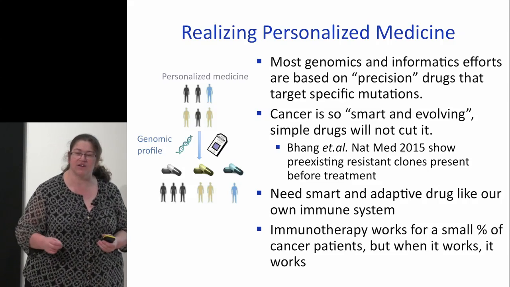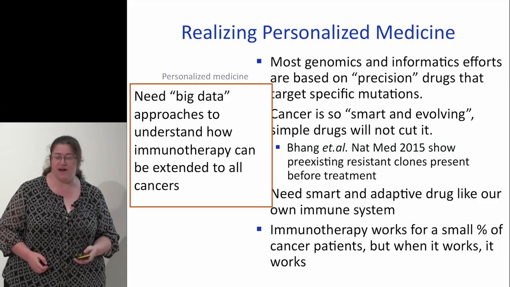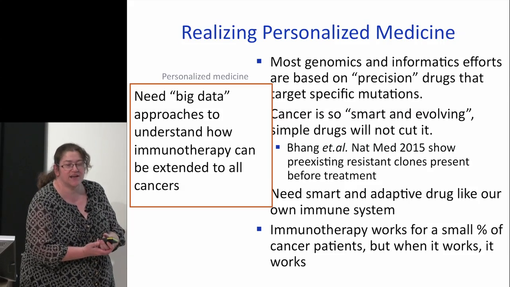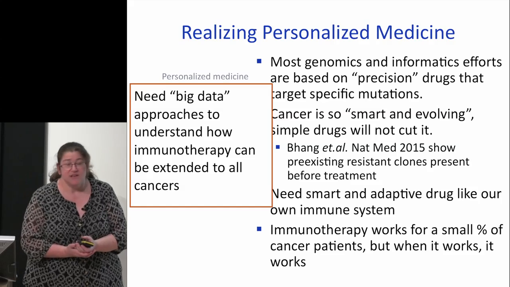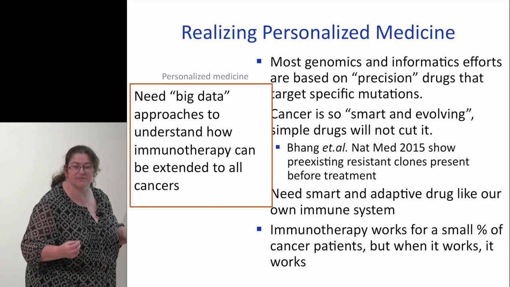The cancer is smart. Cancer is evolving. And recently it was shown that in most cases, you even have the drug-resistant clone in there when the therapy is applied. So we really need to go towards immunotherapy. Our own immune system is a powerful, evolving, adapting system, and it is capable of attacking the cancer if we coax it. Right now, it only helps a small percent of the patients, but when it helps, it solves it. And I believe the next big push should be big data to personalize immunotherapy.